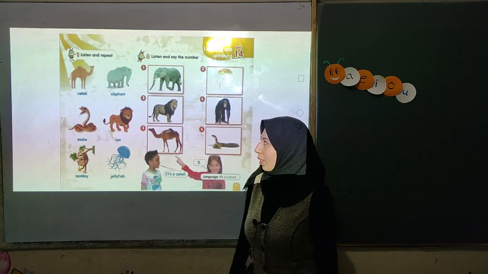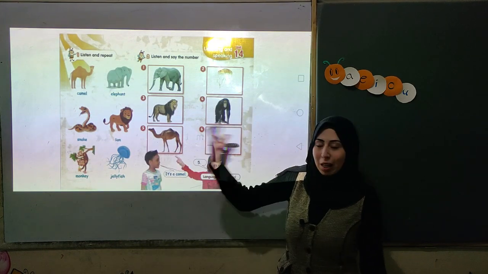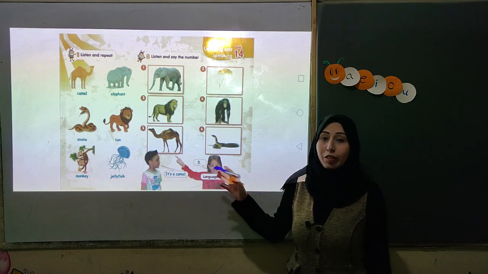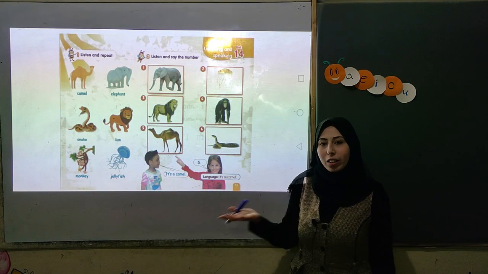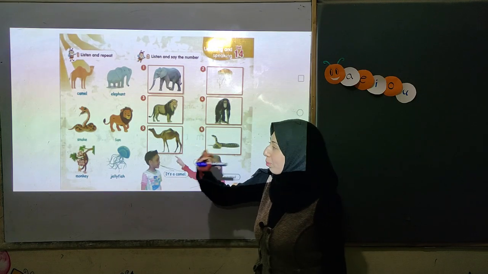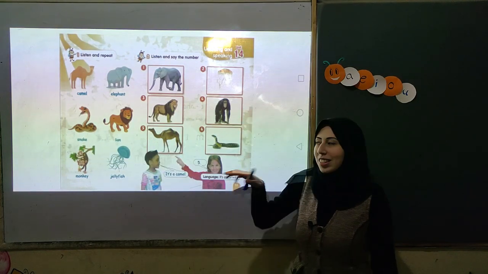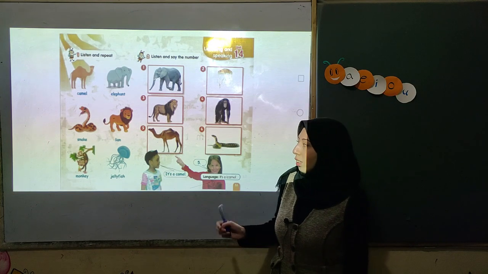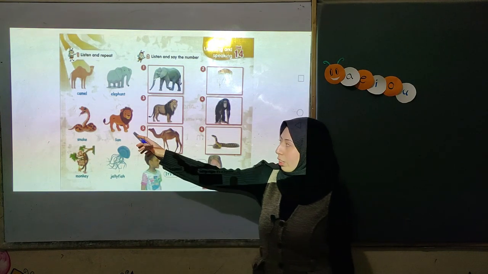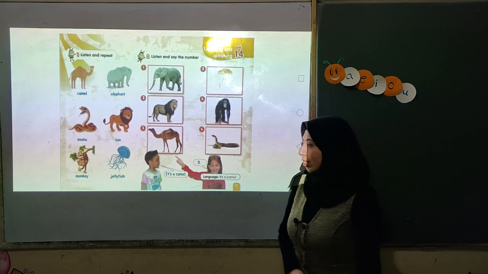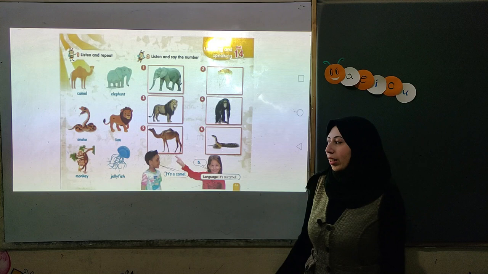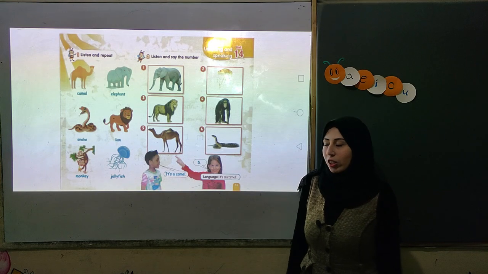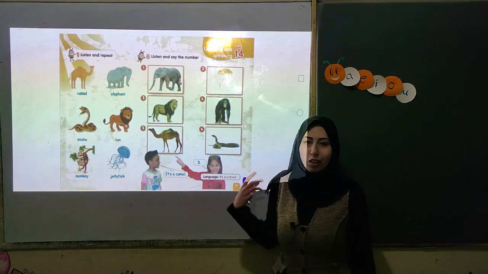Camel. Camel هو الجمل. Okay. Elephant. It's not elephant. No, it's elephant. Elephant هو الفيل. Snake. ثعبان. Lion. واللاين اللي هو الأسد. Monkey. القرد طبعا. And the last one is the jellyfish. Jellyfish اللي هو قنديل البحر.